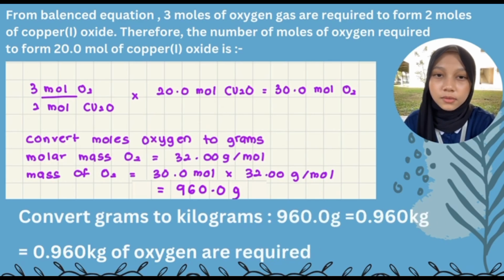Therefore, the number of moles of oxygen required to form 20 moles of copper oxide is 3 mole of O2 divided by 2 mole Cu2O multiplied with 20 mole Cu2O. Then you will get 30 mole of O2.